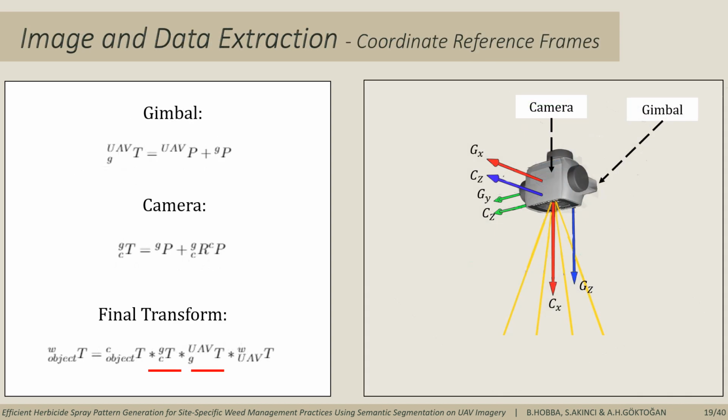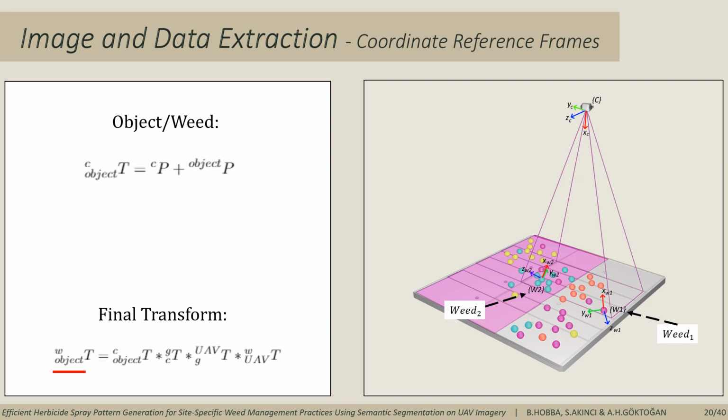The gimbal and camera are related with respect to the UAV. The camera is positioned to face the ground at all times. The final transformation relates objects in the image to the world.